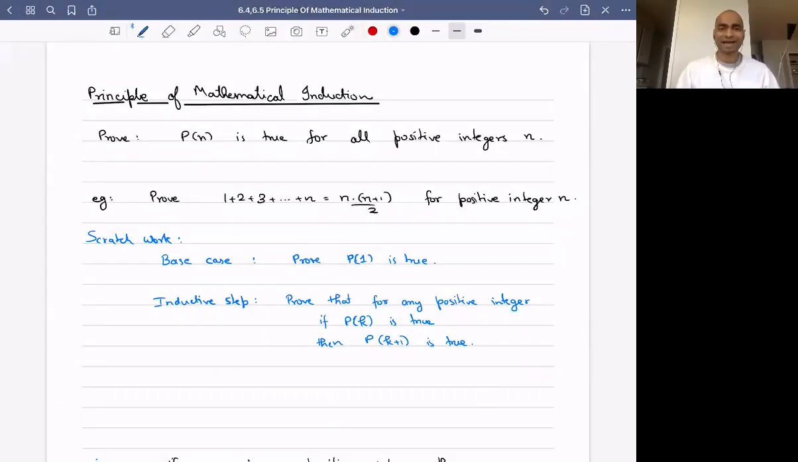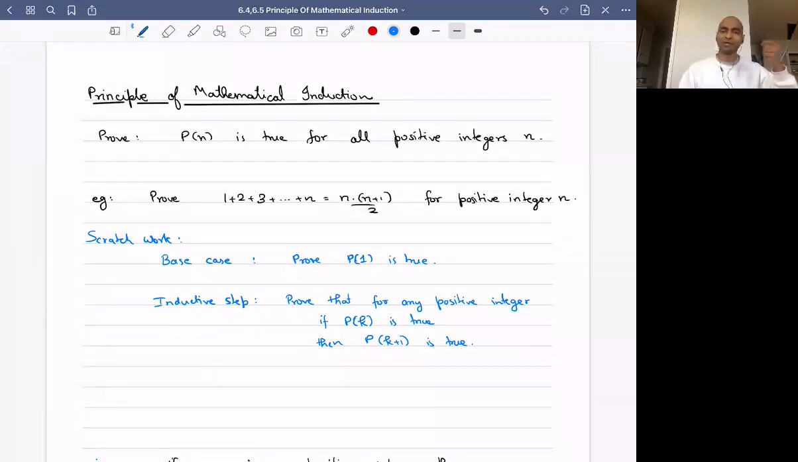Now we are going to do the last proof technique, that is the principle of mathematical induction. Unlike the proof techniques that we have learned earlier, principle of mathematical induction can be used in a very specific kind of theorem. And the theorem is of the following form. You want to show that a statement Pn is true for all positive integers n.